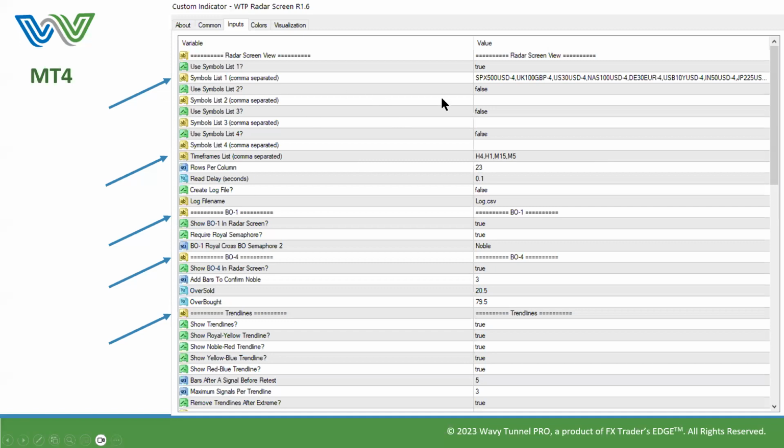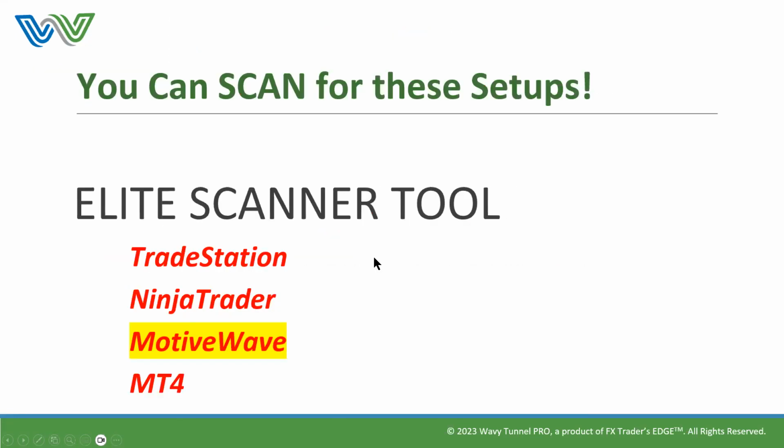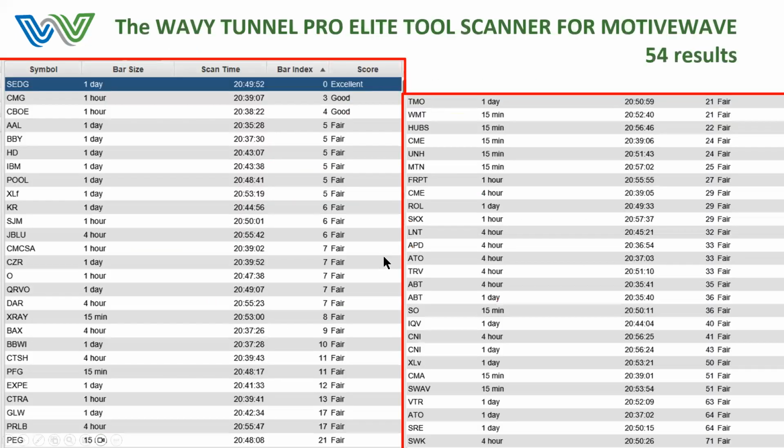So this is what our scanner looks like, where we can say where we want to get alerts, etc. And we're also on Motive Wave.